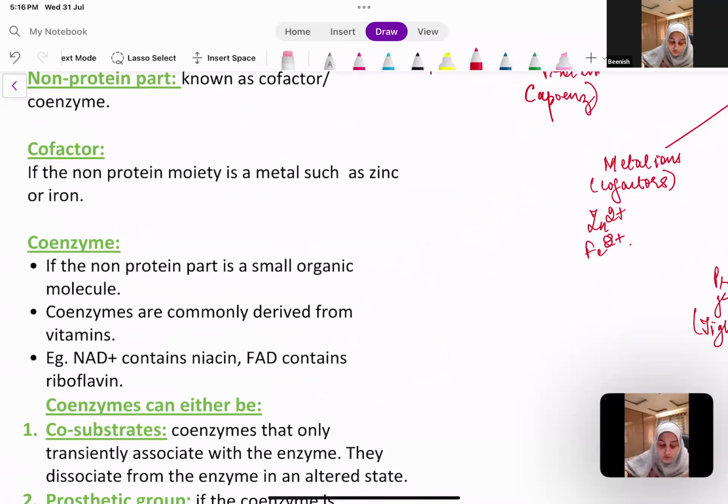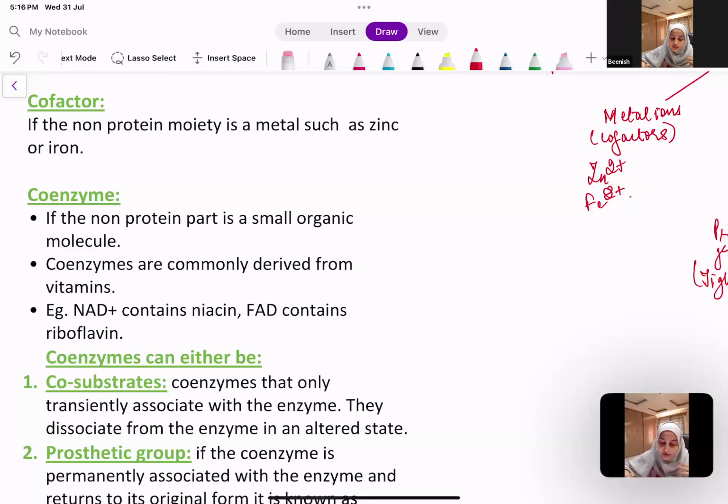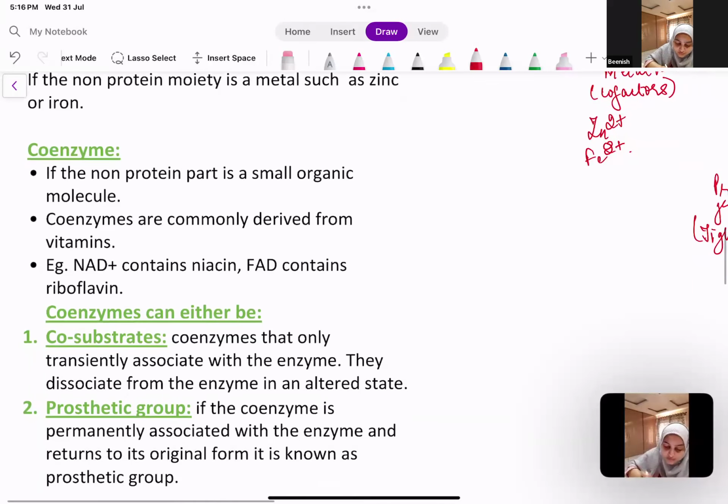Now talking about coenzymes, if the non-protein part is a small organic molecule, usually your vitamins, coenzymes are commonly derived from vitamins. Okay. But others, like your lipoic acid, it is also a coenzyme, but it is not a vitamin. So not only vitamins are coenzymes. You have other coenzymes as well, but most commonly they are derived from vitamins. Like your NAD plus, it contains niacin. Your FAD, it contains riboflavin. Okay, so these are all examples of coenzymes.